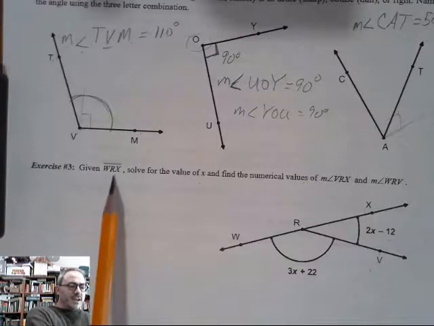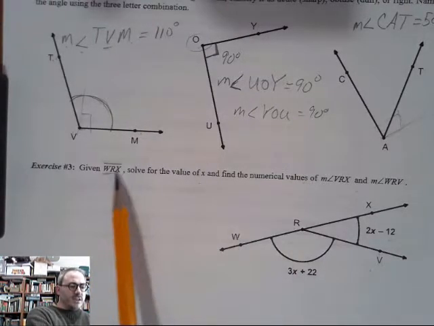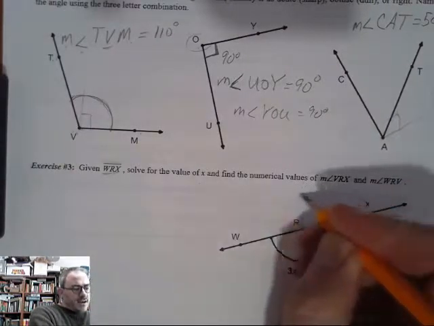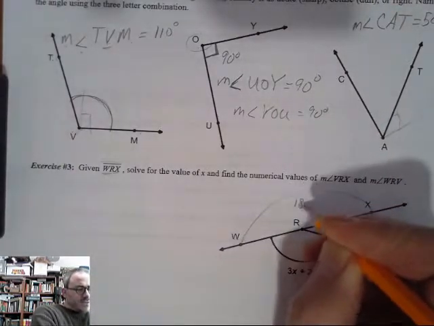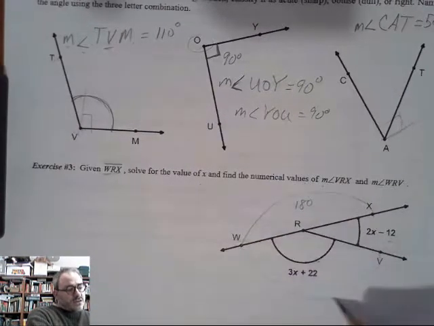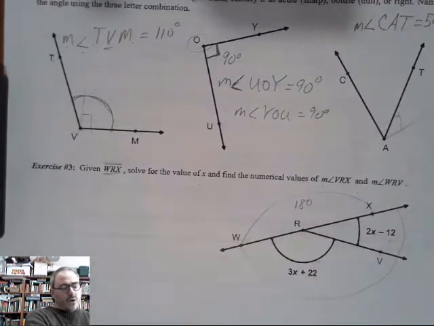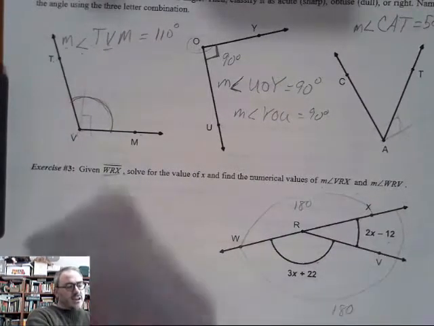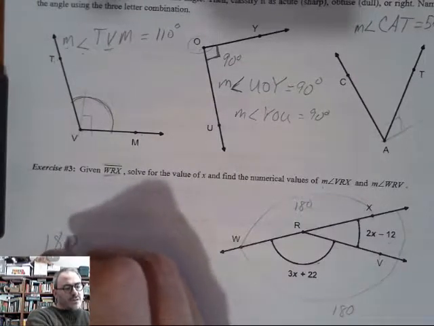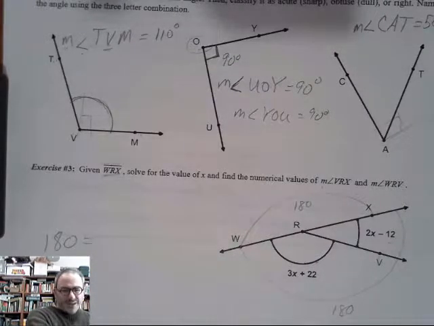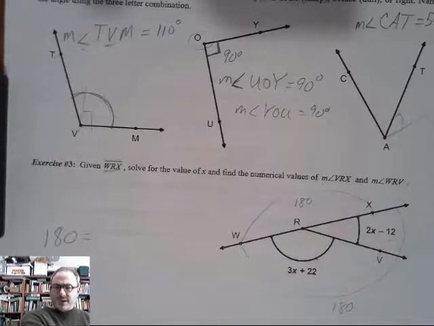Well, we're told this is a straight line. We were told that WRX is a straight line, which means from here to here, it's half a circle, which means it's 180 degrees. Which means that it's also 180 degrees to the other side, because that would make a whole full circle, right? So the whole is 180 degrees. So part plus part equals whole. The whole equals 180 degrees. Well, what are the two parts equal? Well, we don't know. We have these algebraic expressions. We got to figure this out.